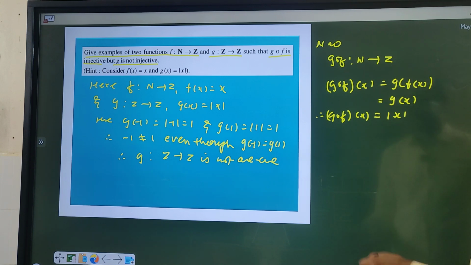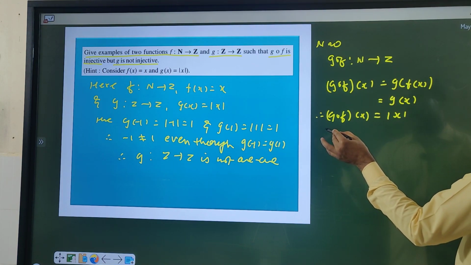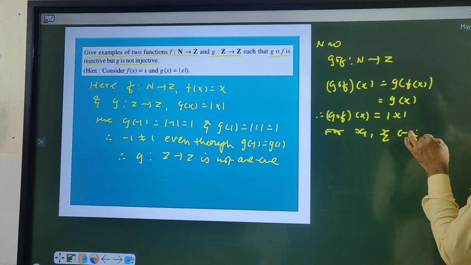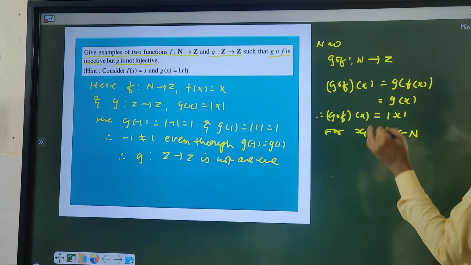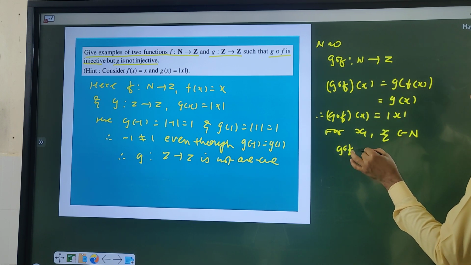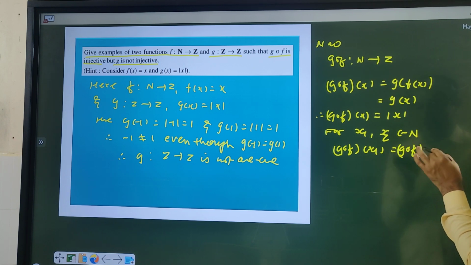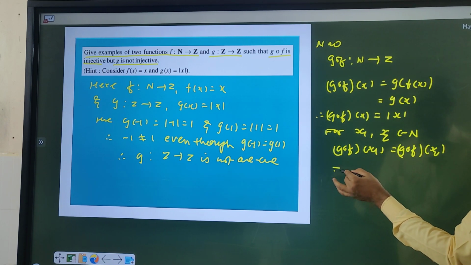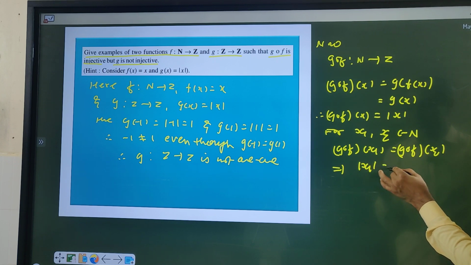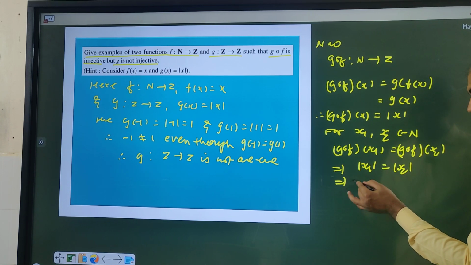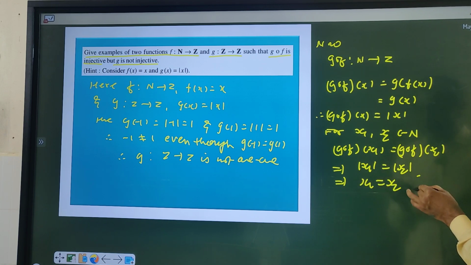Now see here, for x1, x2 belonging to N, because the domain of f is N, g o f of x1 is equal to g o f of x2 is nothing but mod x1 equal to mod x2. Please see here, x1 is equal to x2. Why?